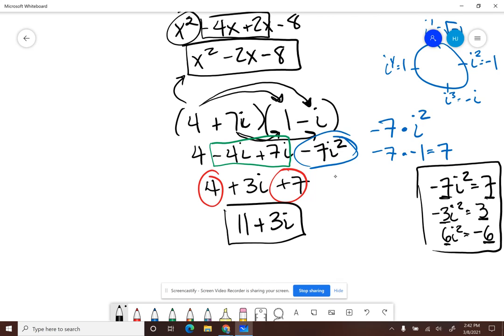Specifically this part right here: when I take anything and multiply it times i squared, I'm going to get the opposite of that same number. So this is exactly what you're going to be doing today. You're just going to be multiplying out these binomials, and coming up with an answer similar to this right here.